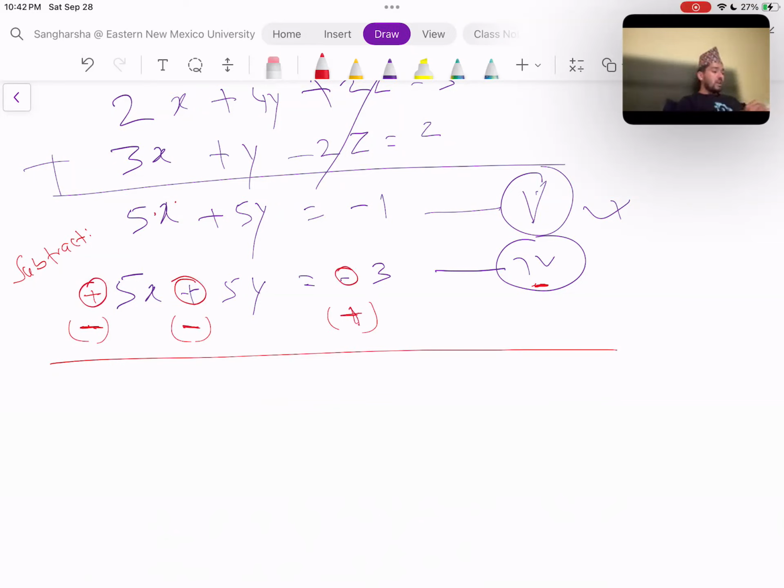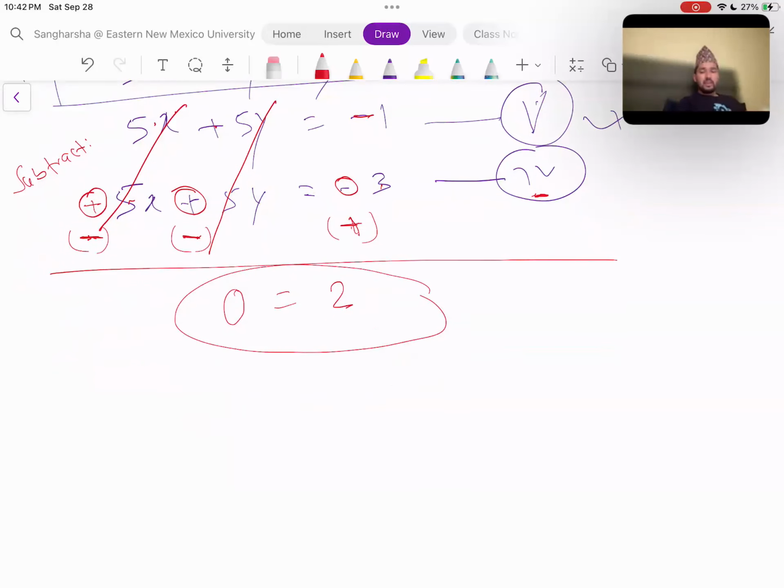You're gonna use this new sign. So positive 5x minus 5x is 0, positive 5y minus 5y is 0. So we have 0 on the left, equals negative 1 plus 3, that is positive 2. Now what do you say about this? 0 equals 2. Is it true? No, right? This is not true. It means this is false.